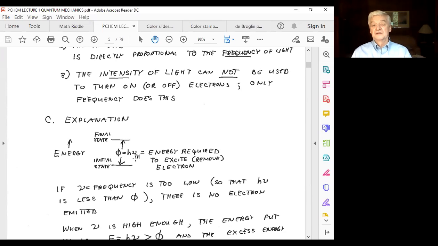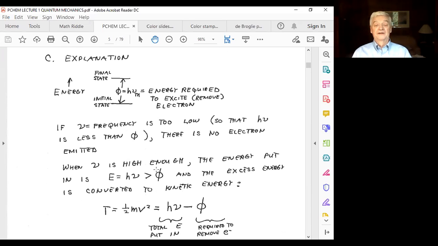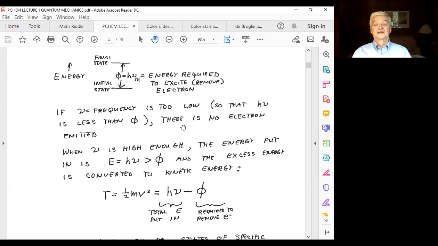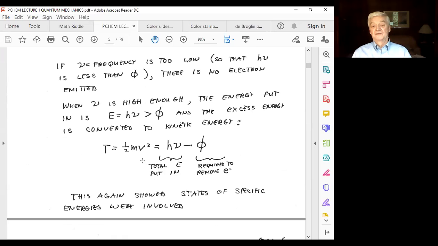We saw for potassium, this was 2.0 electron volts. And in terms of frequency, it's going to be Planck's constant times the threshold frequency, so h nu threshold. So if the frequency is too low, the electron can't get up to the final state and be released, and so there are no electrons. When it's high enough, whatever energy is greater than this threshold energy gets converted to kinetic energy. So this is basically what we get out. The kinetic energy, 1/2 mv squared, is equal to the energy in minus that required to remove an electron.